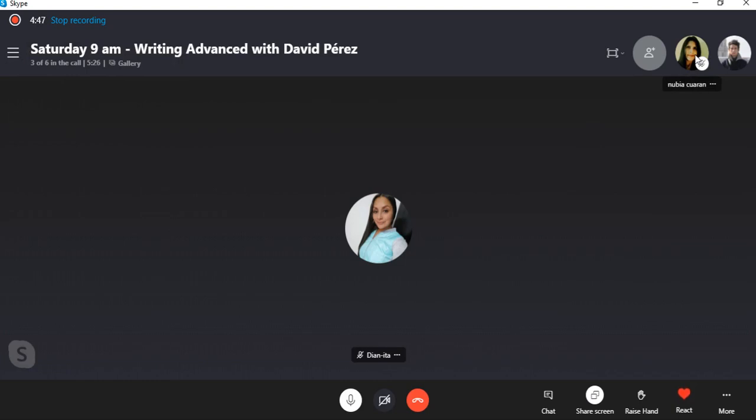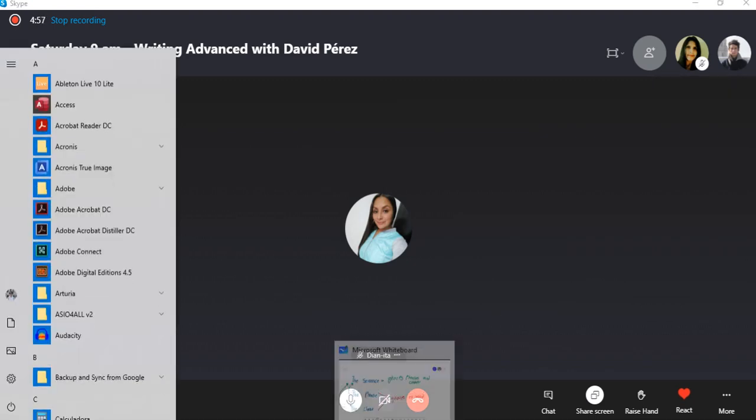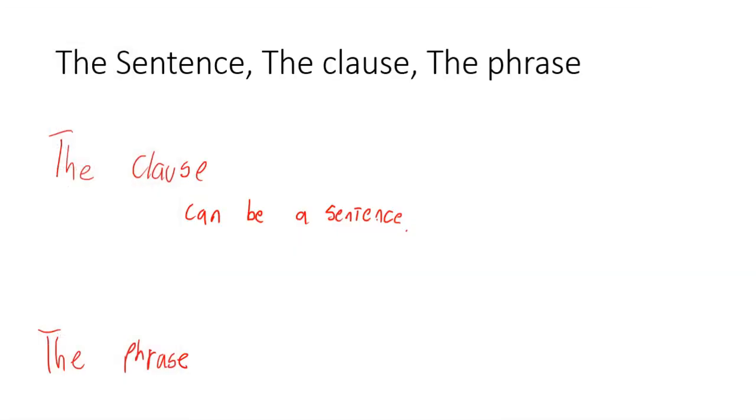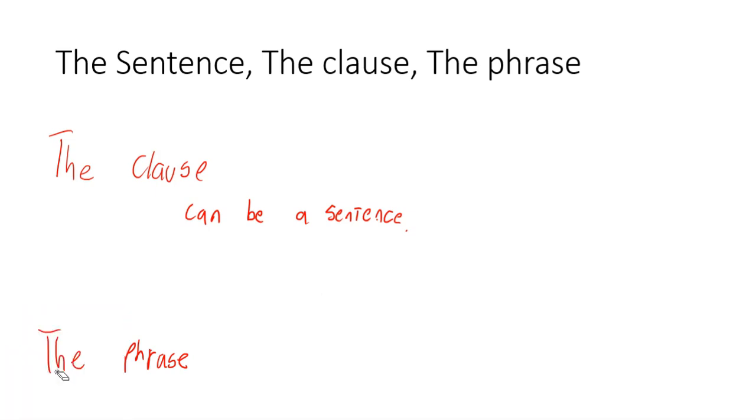I also have Nubia. Nubia, I'm going to write down your name so that I can mark your attendance. All right, so Diana was saying that we find some differences in completeness, and that is correct. However, let's talk first about the clause. We know that the clause can be a sentence. However, a better way to put that is, let me see if I can erase that.